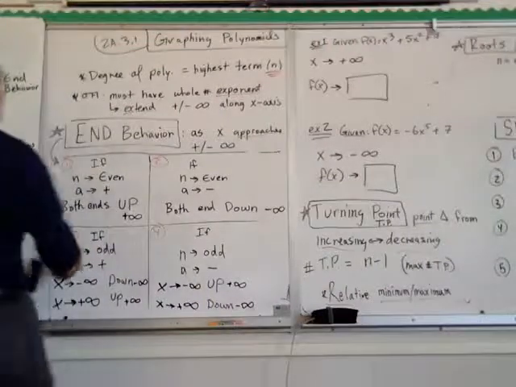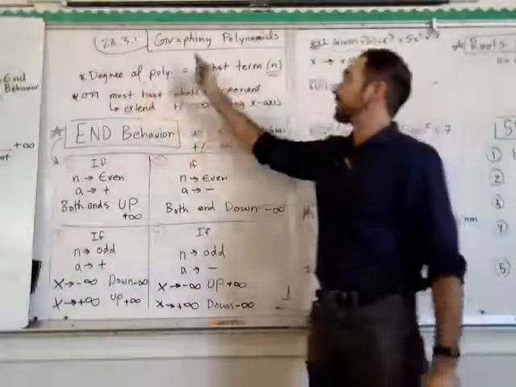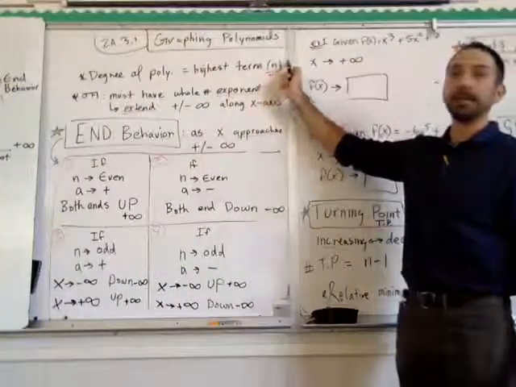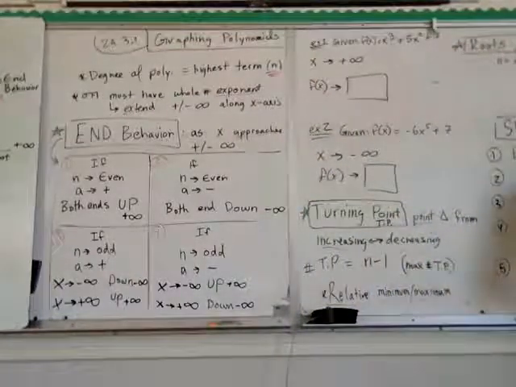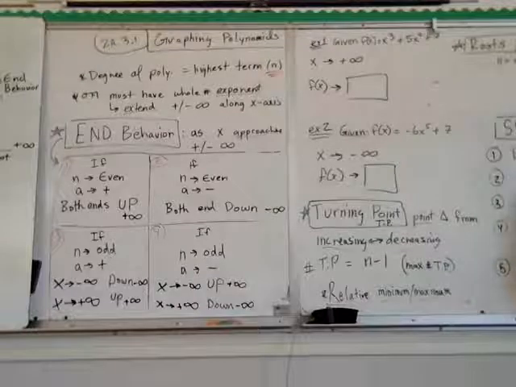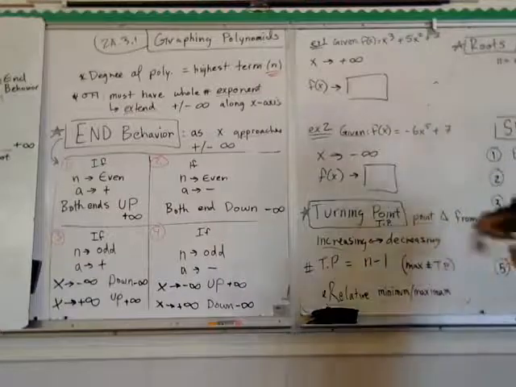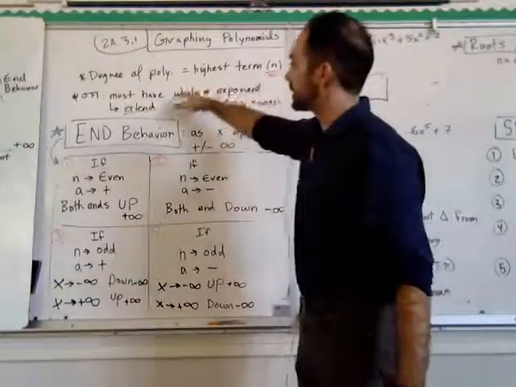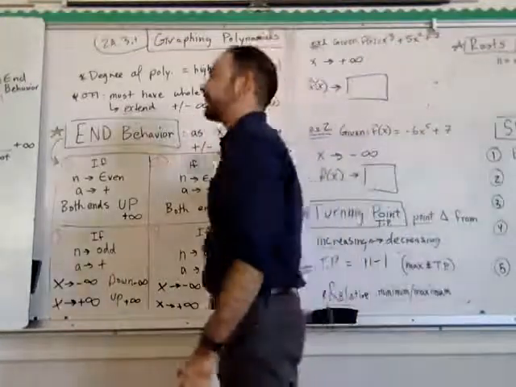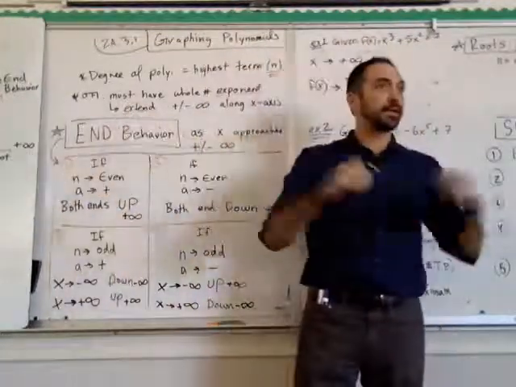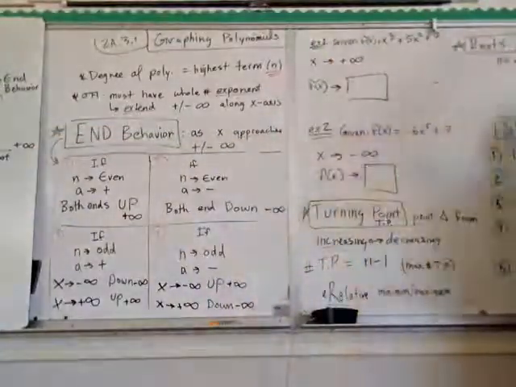So let's look at this. This is one key part. The degree of the polynomial, the highest term is your degree, and that's n. So way over here, what's the degree of this polynomial? 7. Look, it's the 3x to the 7. The highest degree is the power of your polynomial. Also, polynomials have to have a whole number exponent, and they have to extend to positive infinity and negative infinity as far as their x values go. They have to keep going out. And even if something goes up, it's still going out. It just keeps going up.